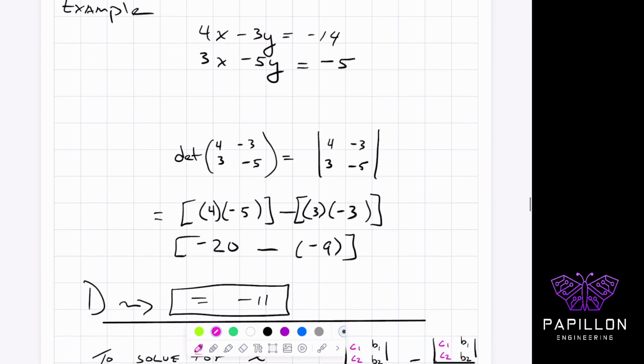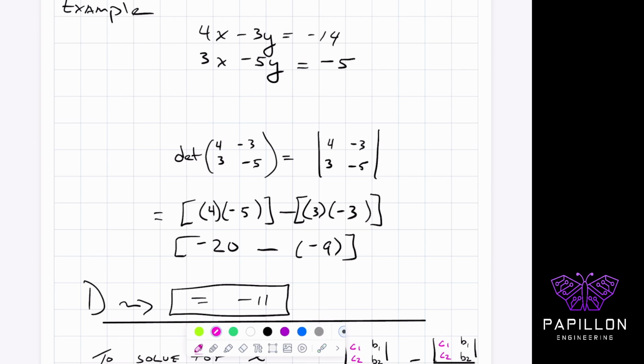What you would do is create a matrix from our values of the 4, 3, minus 3, minus 5. So I get 4, 3, minus 3, minus 5. And then I would solve for that, and that gives us our capital D. In other words, I'm going to do 4 times minus 5, minus 3 times minus 3.